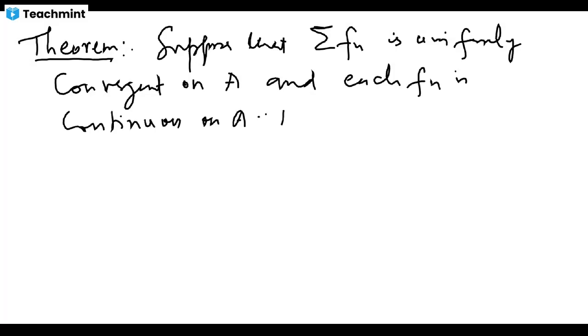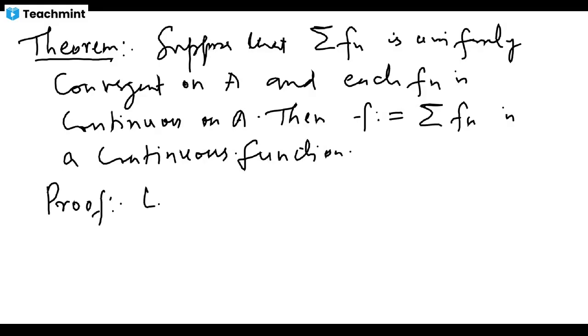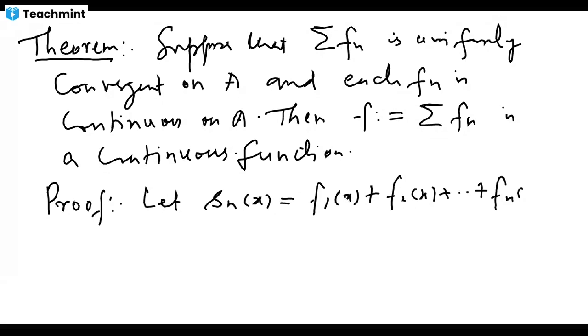Then it says that the limit of this series, let this limit be denoted by f, which is the sum of f_n, is a continuous function. And for this we do not need to use any epsilon-delta definition. It is simple: let us take S_n(x), the nth partial sum of this series, which is f_1(x) plus f_2(x) plus so on up to f_n(x).